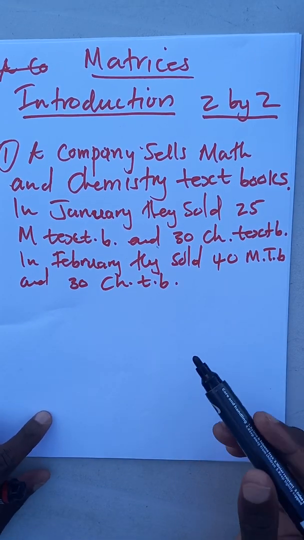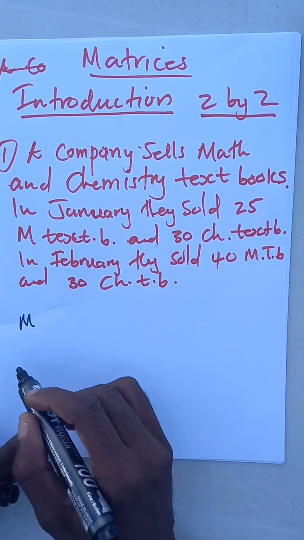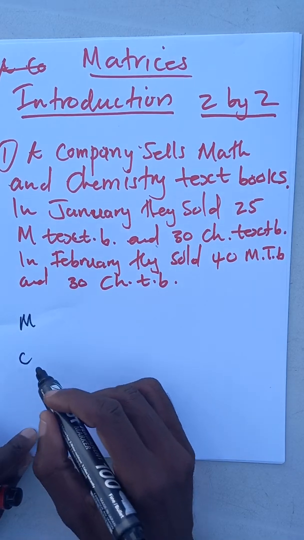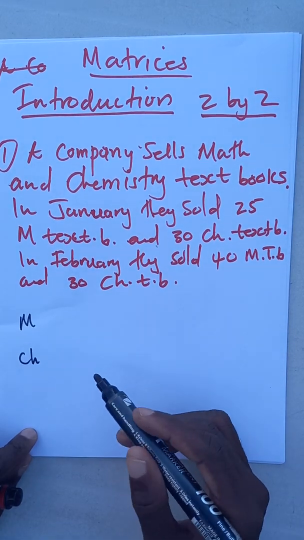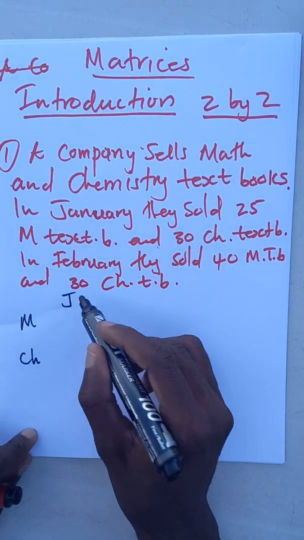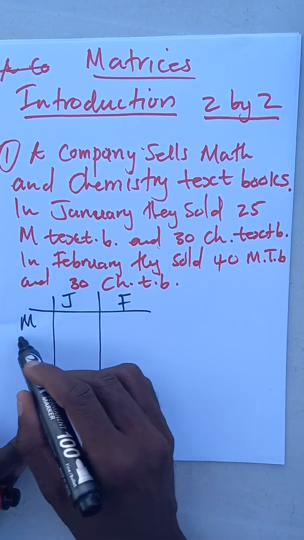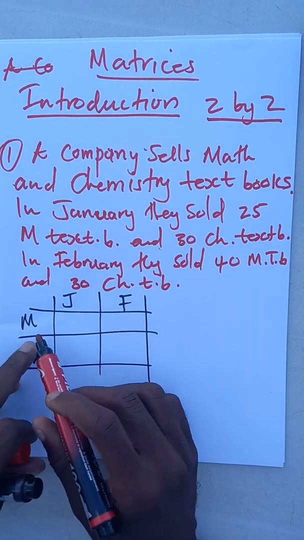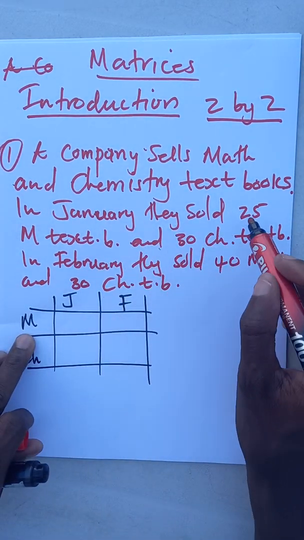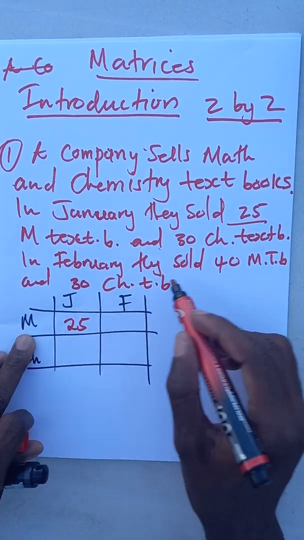So what you do is you write the product which they are selling, which is math textbooks and chemistry textbooks. So then on top you write the time in which the items were sold. That was January and February. So you just create your table like that. So then the next thing that you need to do is you just record the data. So mathematics in January they sold 25, and in February they sold 40.